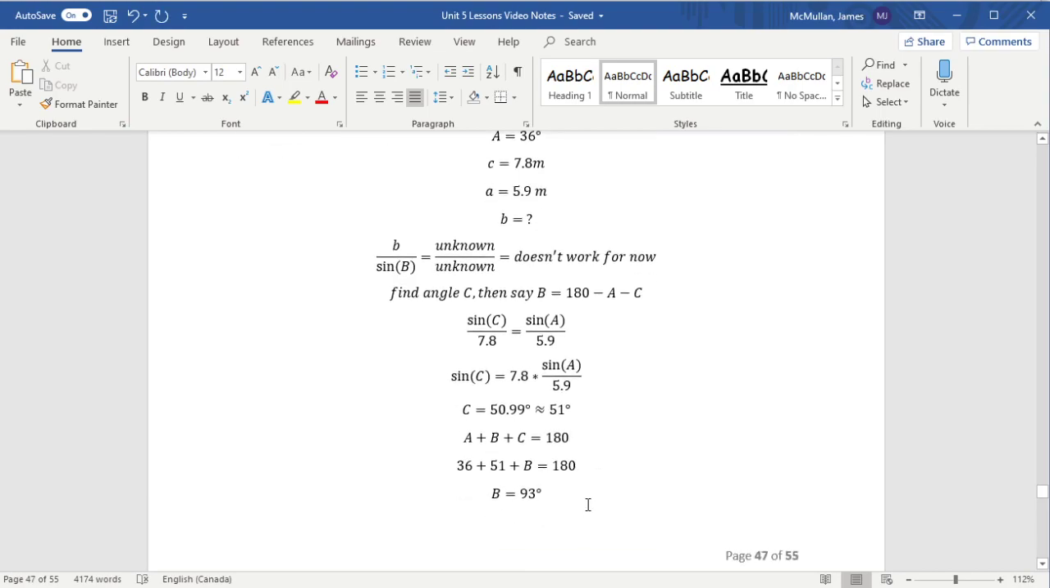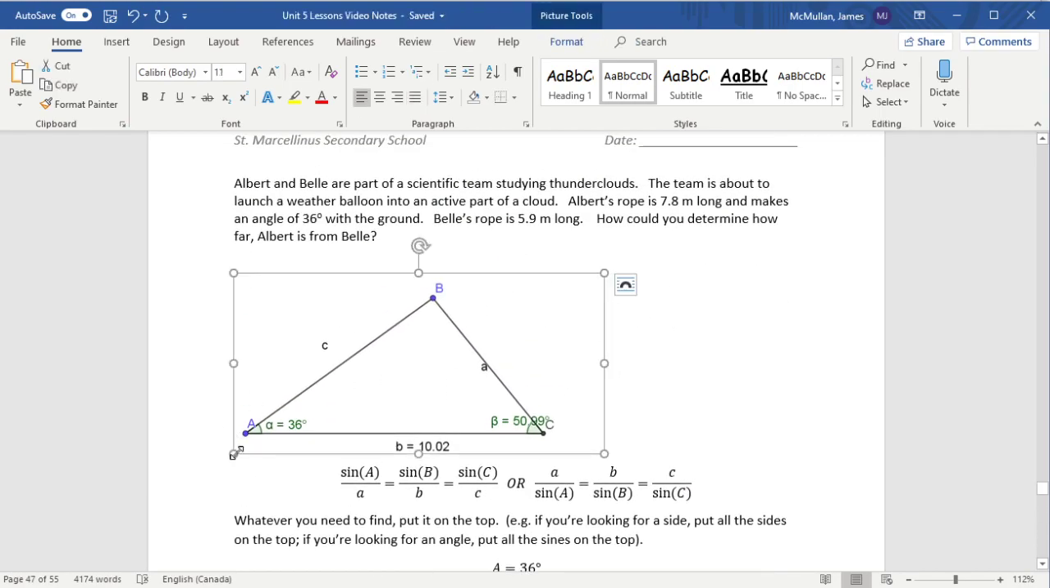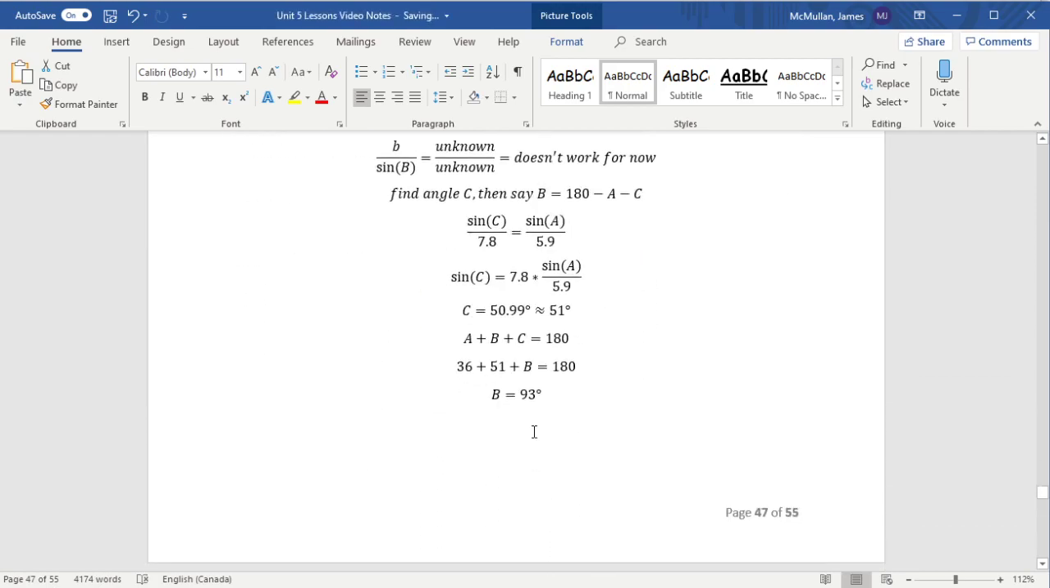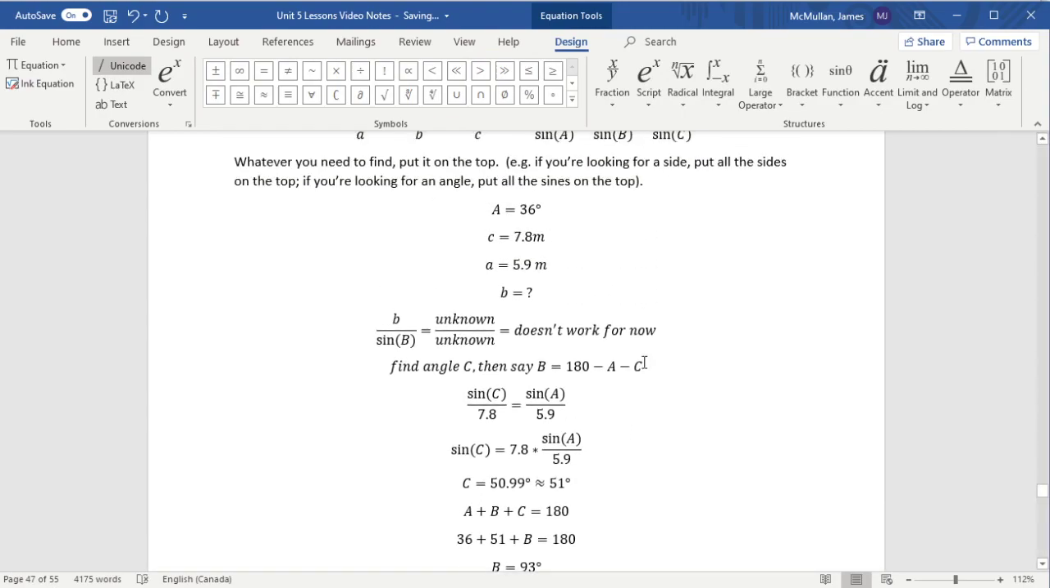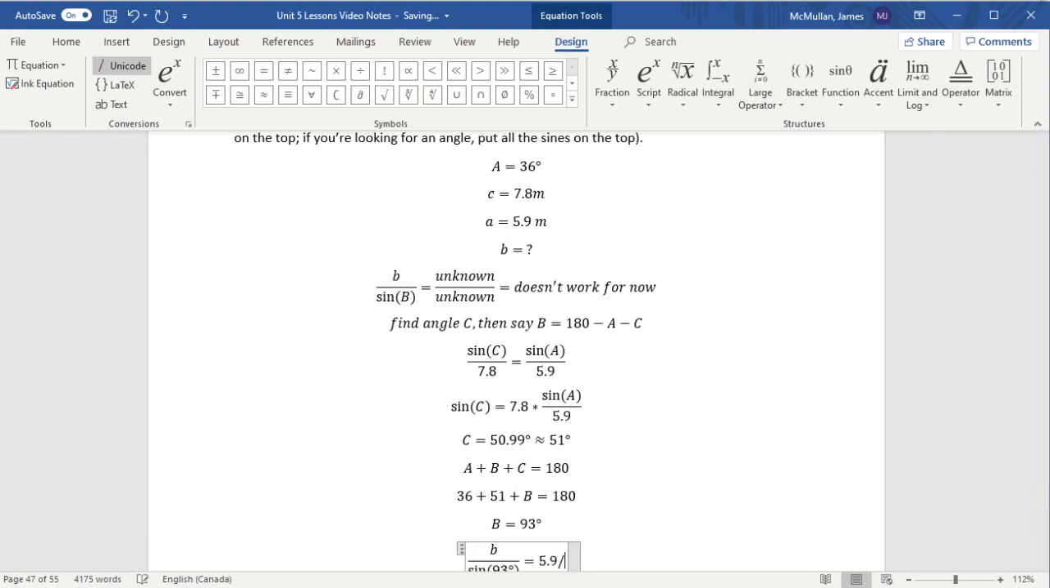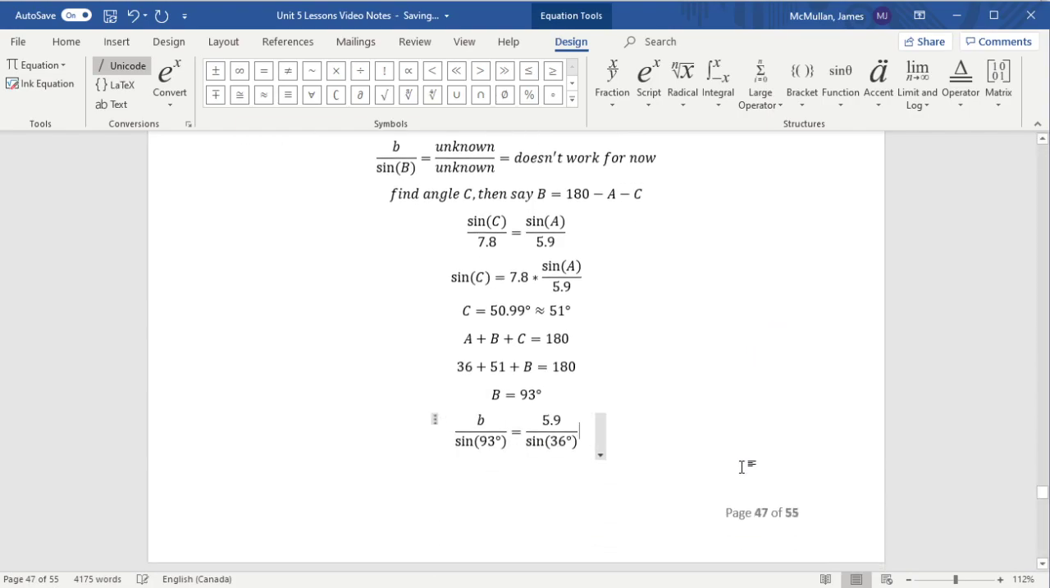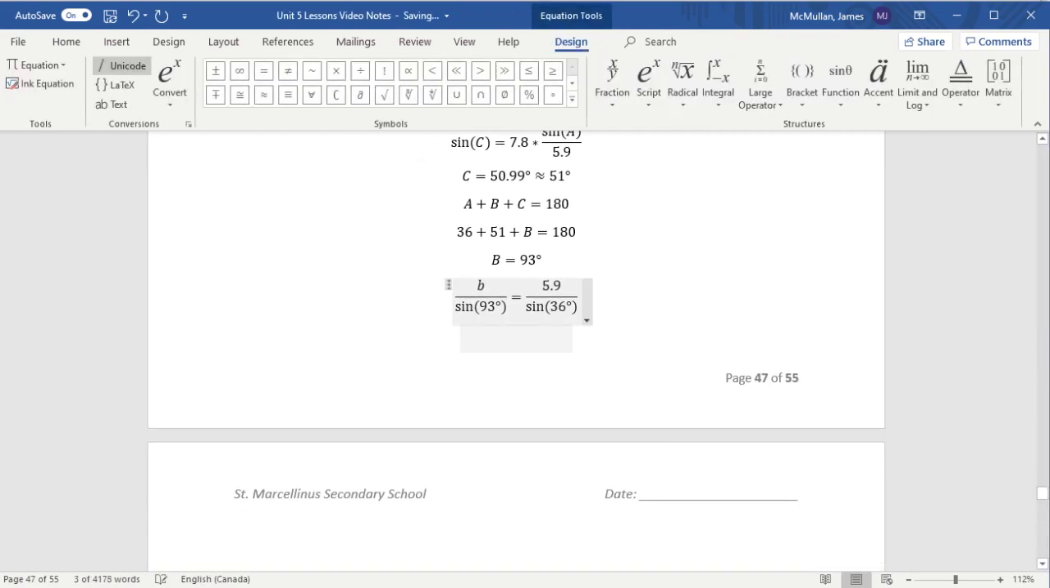Now, if angle B is 93, right, then it stands to reason that side B divided by sine of 93 equals side A. Let's just go back to side A because we know those ones, which was 5.9 divided by sine of 36. So again, just using the sine law again to figure out the missing piece. And I determined that B is equal to 5.9 times sine 93 divided by sine 36.